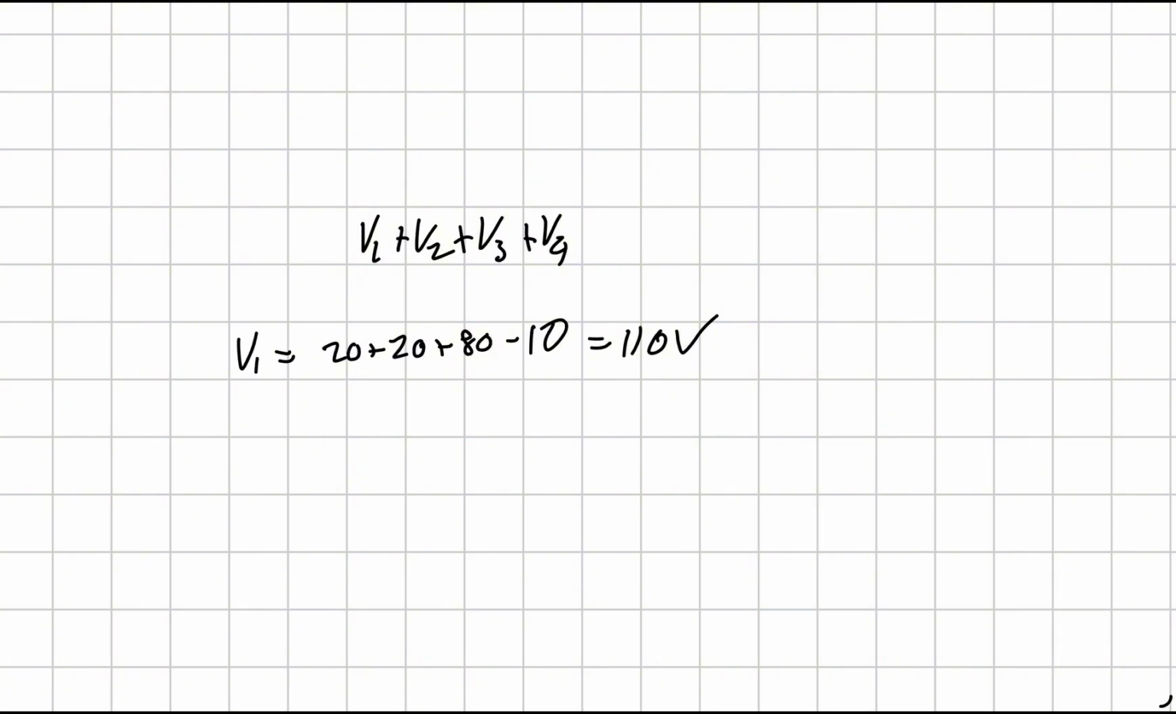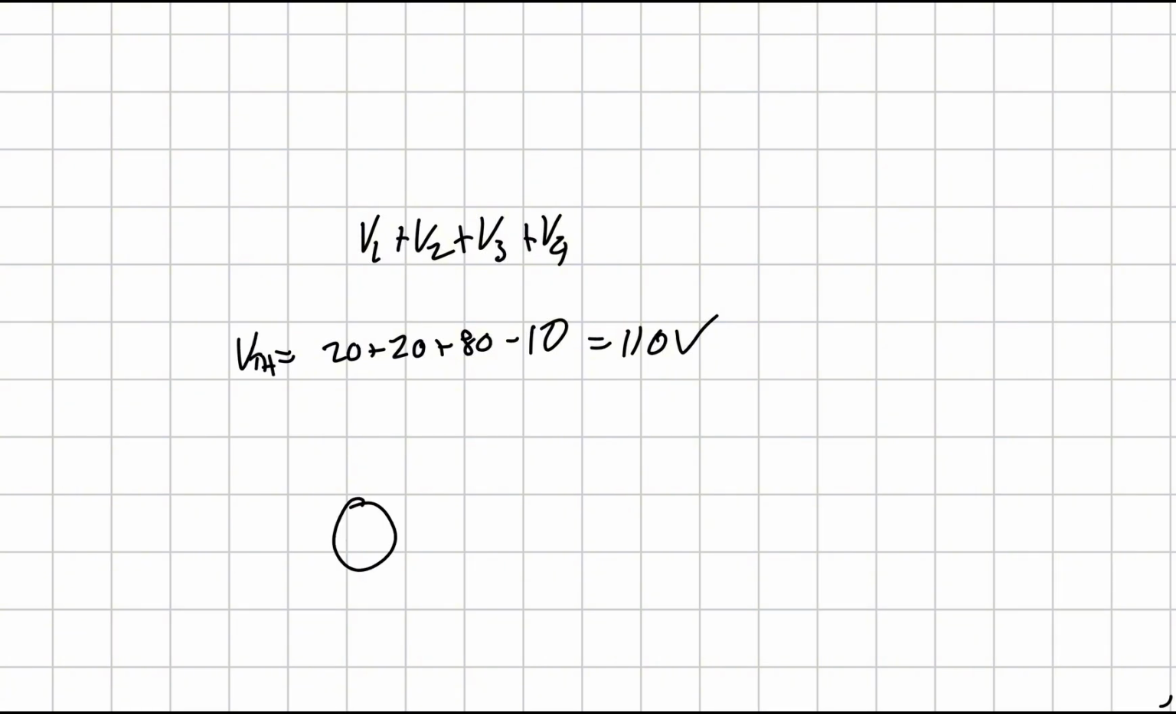Now, you figured out your V1, your V2, your V3, and your V4. All you need to do is just add them all up. So it was 20 plus 20 plus 80 minus 10. That equals 110 volts. And there you go. That's your VTH.